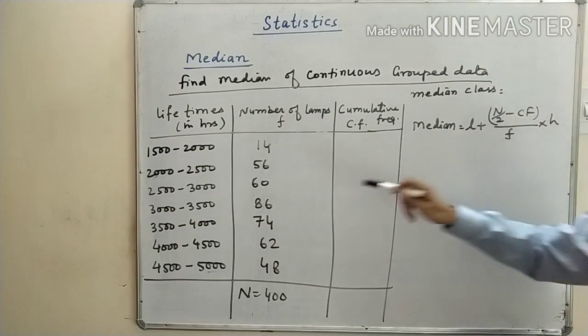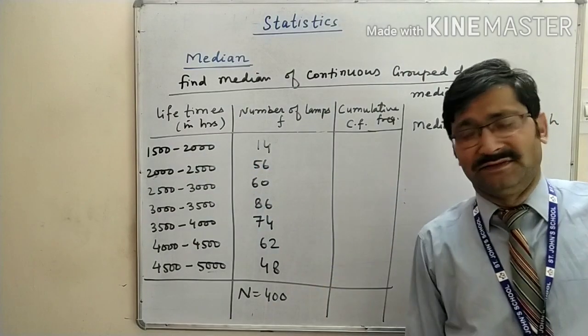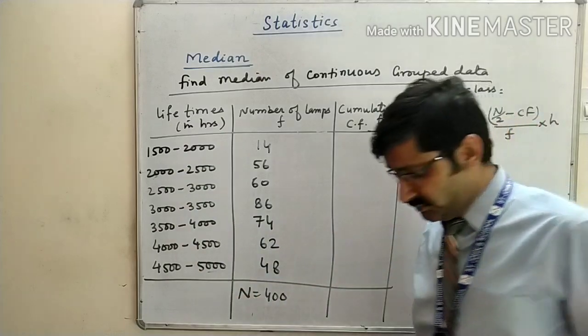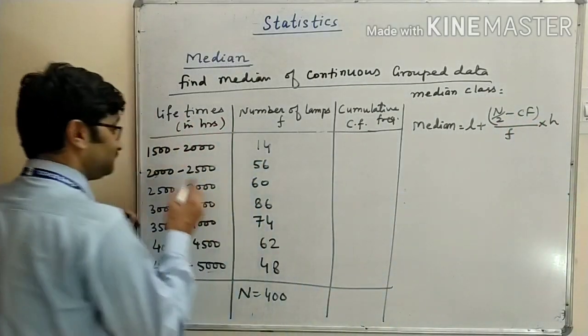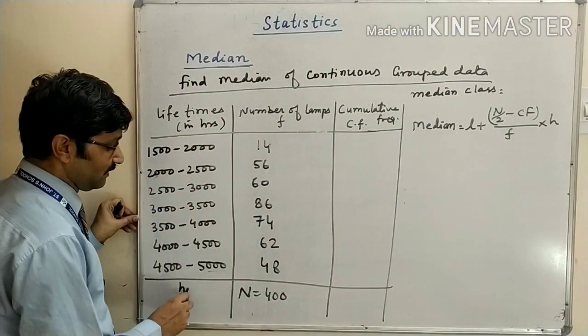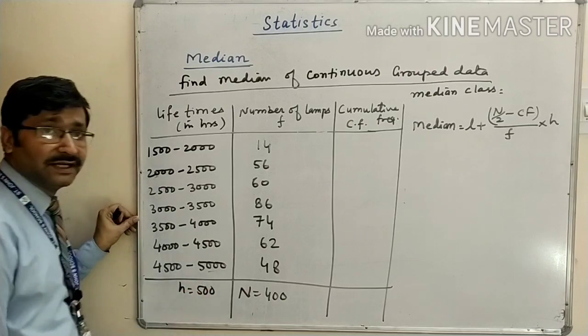And h means the gap of the class interval, so you check that h should be the same. First of all, we write the h. What is h here? You find that h is 500. You can write it here.